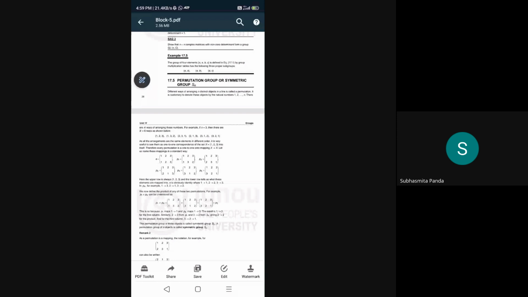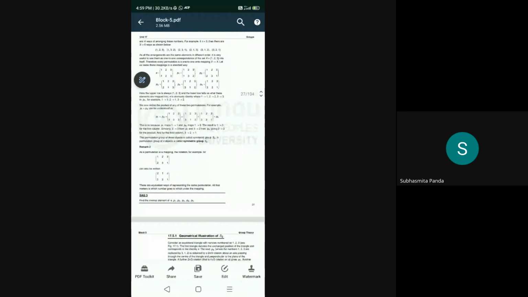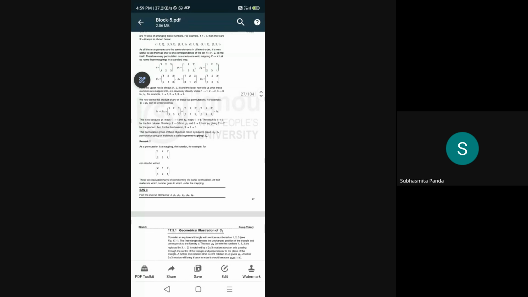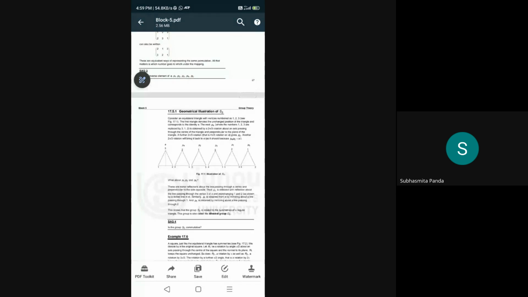Then the permutation group or symmetry group Sn is shown on the screen, and if you have any doubt, you can ask. The permutation group of 3 objects is called the symmetry group S3, and a permutation group of n objects is called the symmetry group Sn. And as a permutation is a mapping, the notation, for example, as shown on the screen, can also be written as 1 to 2, 2 to 3, 3 to 1 in a matrix form.